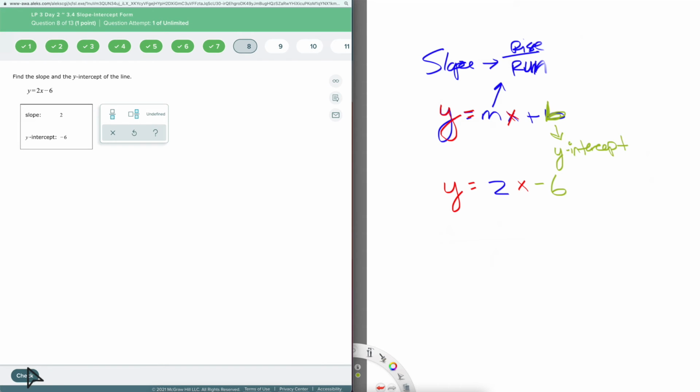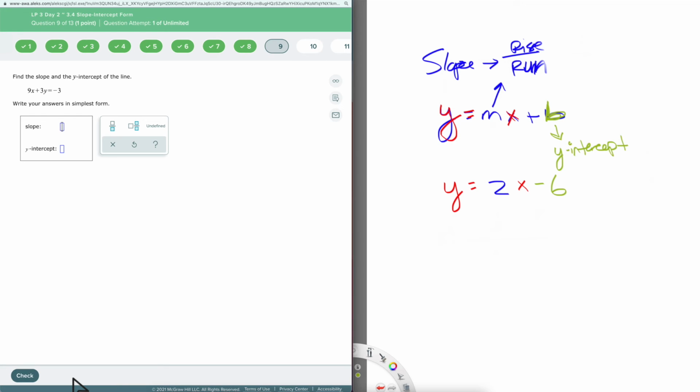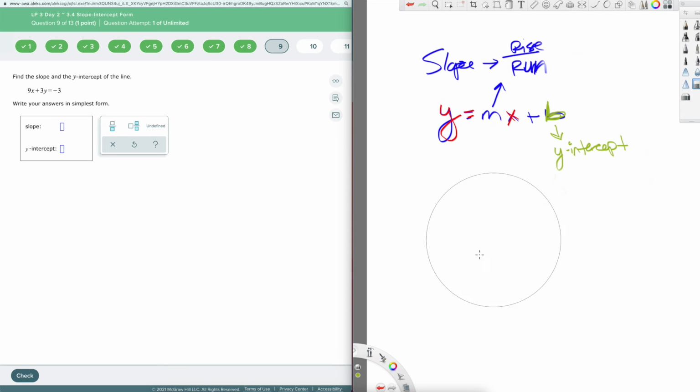All right, let's go ahead and keep moving here. We're almost through this one. Okay, so in order to do this one, we do need to change it a little bit. We need it to equal y in this one, so we can't just simply start using this one until we make it equal y. So I'm going to bring this down here: 9x plus 3y equals -3. So I want to solve for y.